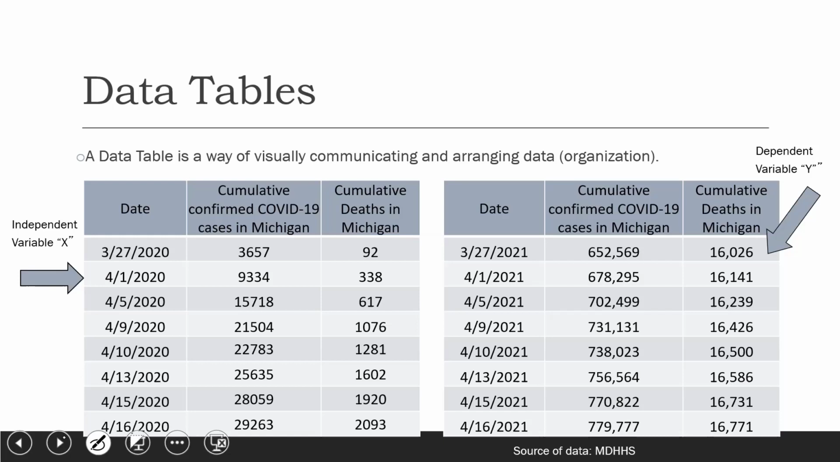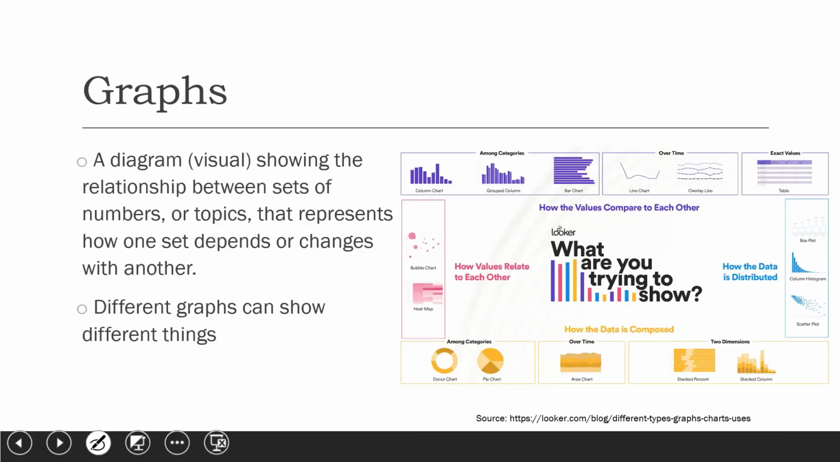okay, in March of 2020, we had at that point 3,657 cases in Michigan. And then if you look a year later, we have 652,569 cases reported. So we can compare across the dates. And it allows a pretty easy comparison, and it's an accurate comparison because we have the data right in front of us. Think about, are there other ways that we could report this data?